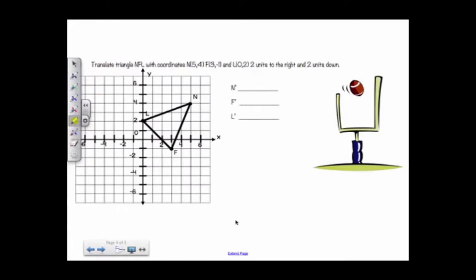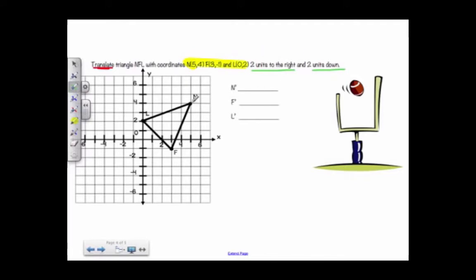All right, so let's go ahead and do what question number 3 is asking us to do. It's asking us to translate triangle NFL 2 units to the right and 2 units down. So I'm going to take this right here and I'm going to graph out this triangle. But it's already graphed out for me, so I don't have to worry about that. Then I'm just going to go ahead and do what it asks me to do. I want you to always underline what it is that it asks you to do so you remember exactly what it is that you have to do. You literally do what it asks you to do. Go 2 units to the right and 2 units down.